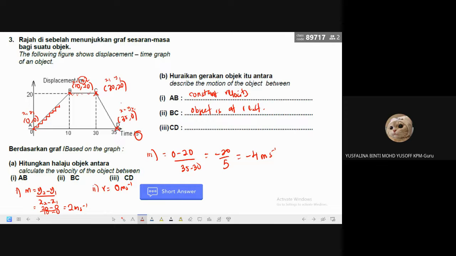C and D move with constant velocity but in the opposite direction. You have to mention the opposite direction. If you don't mention it, then it is wrong, because you already know it is negative. Usually we label that if the object moves to the right it is positive, and if the object moves to the left it is negative. Usually.